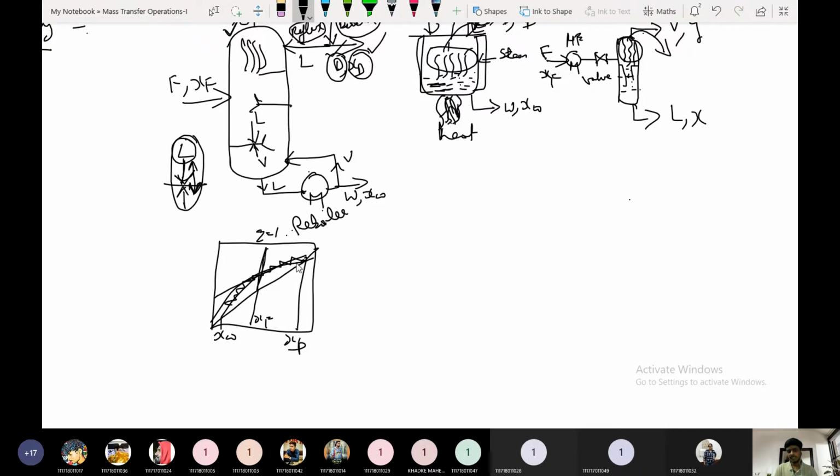Now these plates, whatever triangles are coming, we refer to them as theoretical plates, or ideal plates, or equilibrium plates. Why are we calling these theoretical plates, ideal plates or equilibrium plates? Why do we call them like this?